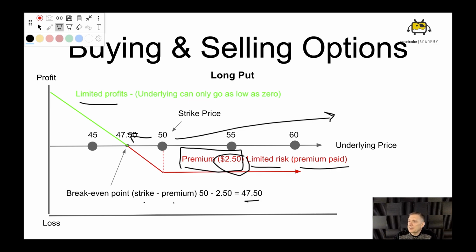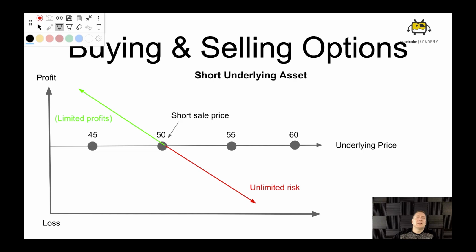All right. So let's take a look at another example. And let's say we want to short the underlying asset. Well, this is exactly the same as if we went long the underlying asset. Remember when long we had that linear graph here? Well, here we've got a linear graph this way. We sold it short at $50. It's all gravy for us if it goes down to zero. Limited profits because it can't go lower than zero.